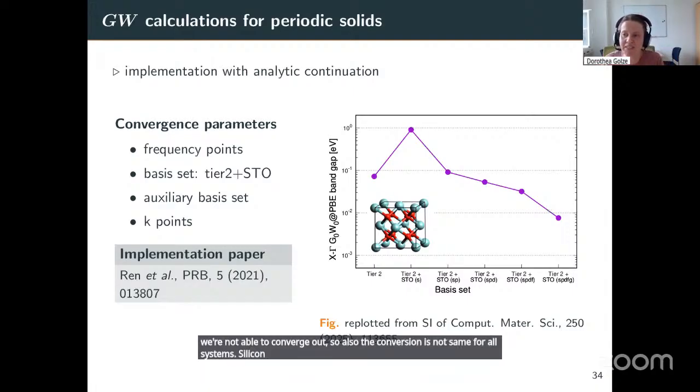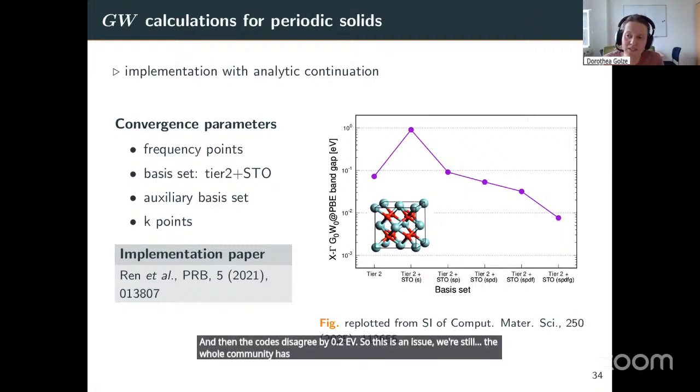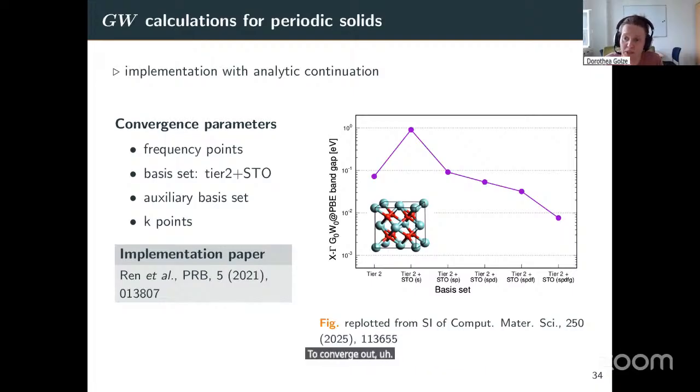Silicon behaves very nicely. You can converge it out very easily and all codes get the same answer. There was no problem, right? But with a more complicated system like zinc oxide, the codes disagree by 0.2 eV. So it's an issue the whole community still has to work on. This is more an issue of computational efficiency, as it should converge out K-grids and, in particular, basis sets.